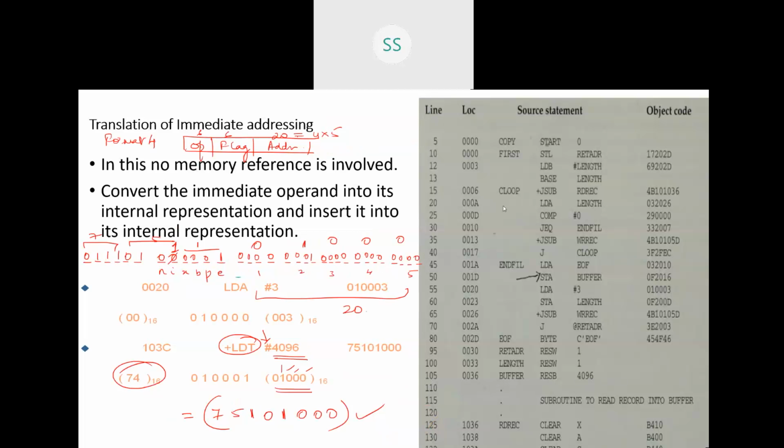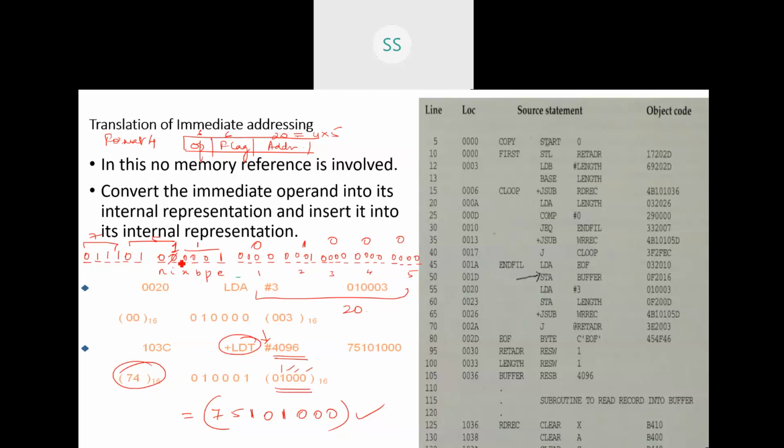And I hope you have understood what we have done here. We have just simply grouped it, and when we group it, what do we get? We get the address part as 01000, and as your E is set to be 1, as we are making use of format 4. When we see the plus sign, we put the value of E as 1. When we see the hash sign, we put the value of I as 1, and the rest accordingly. That is, what is the value of LDT? 74.